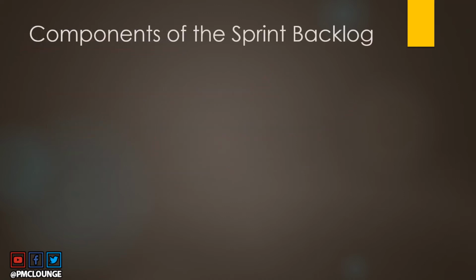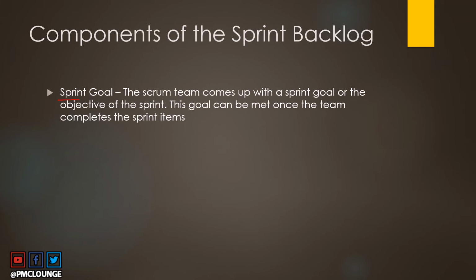Okay, so let's look at the components of the sprint backlog. We looked at the components of the product backlog. Now let's talk about the components of the sprint backlog. Number one is the sprint goal. What is the goal of your sprint? So the Scrum team comes up with a sprint goal or the objective of the sprint, right? So why are we doing this sprint? There has to be an objective of the sprint. And this goal or objective can be met once the team completes the sprint items. So whatever items are in the sprint backlog, once they are complete, the objective or the goal of the sprint is met.